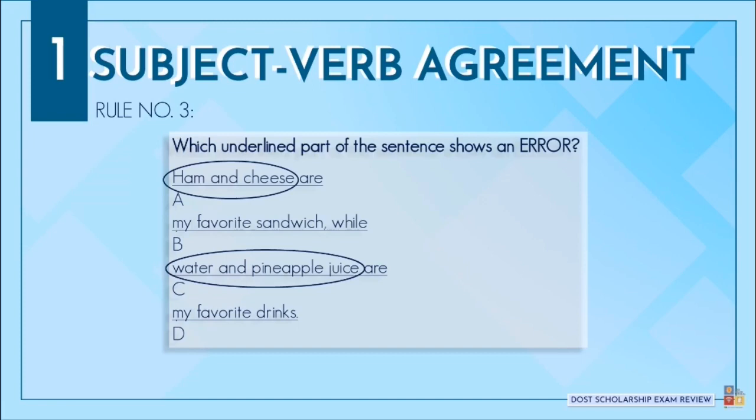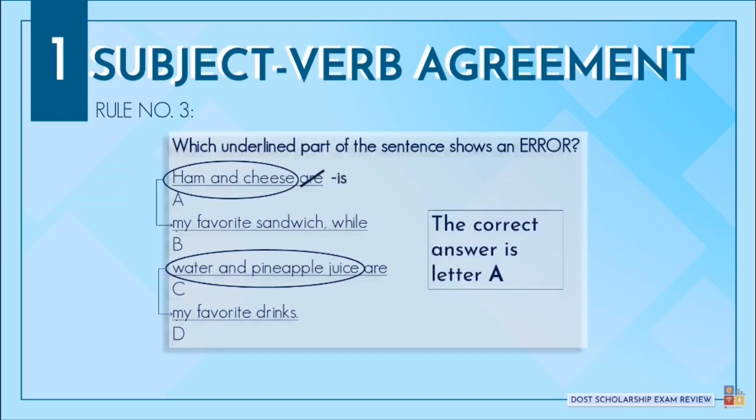Ham and cheese in this question is a sandwich. It is thus considered as one unit. Whereas water and pineapple juice are different drinks. Thus, these are two units. Ham and cheese should then take a singular verb, while water and pineapple juice should take a plural verb. Since ham and cheese took a plural verb in this sentence, then A contains the error.